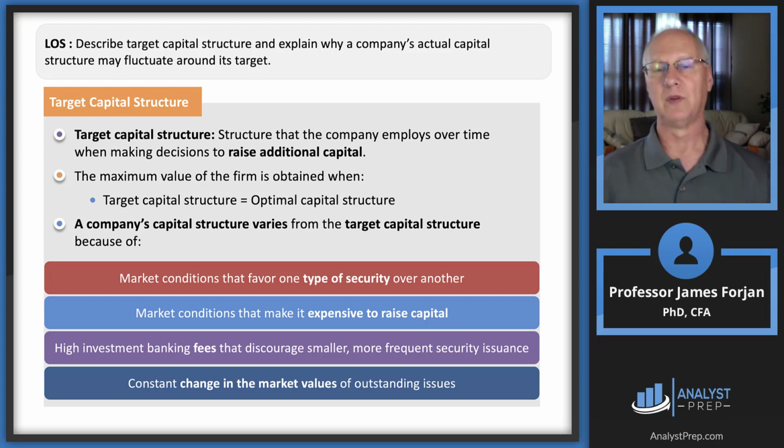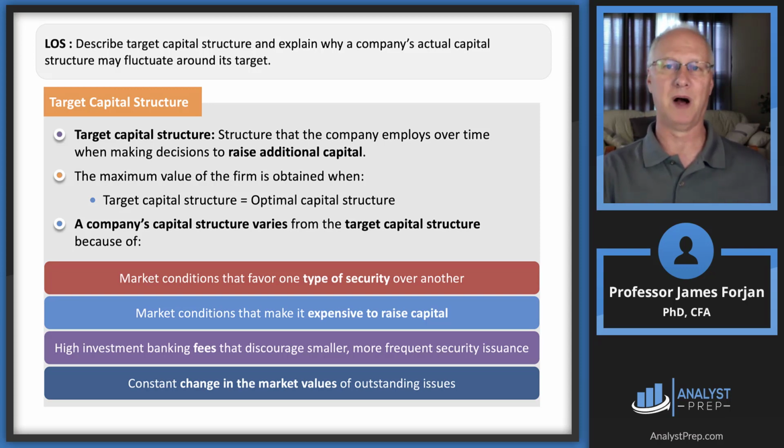Now, sometimes the optimal capital structure from that previous slide is going to differ from the target capital structure because of a couple of reasons here. This is a really good exam question. Market conditions might favor one type of security over another. When we issue a bond, clearly if we have a AAA rating, that's going to be one condition. But if we have a double C rating, that's another kind of condition.